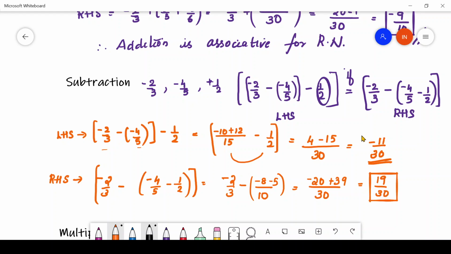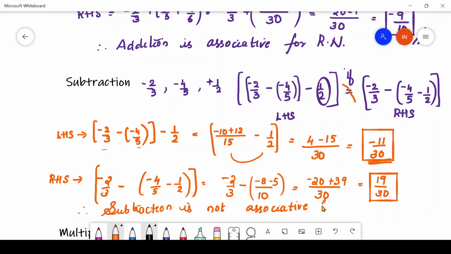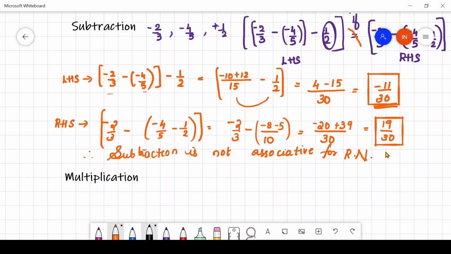So are the two answers the same, what we got as the LHS and RHS? No. So that means we can conclude that subtraction is not associative for rational numbers, right? Yes, very good. So now let us see for multiplication whether it is satisfying or not.